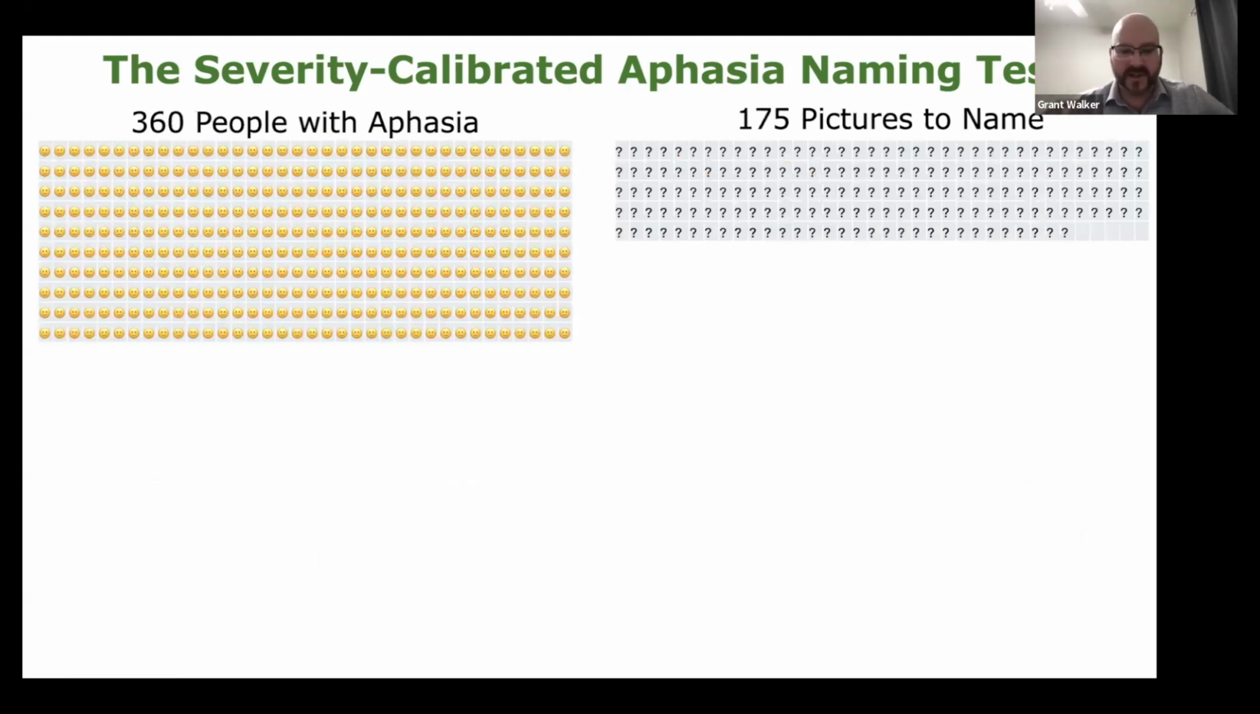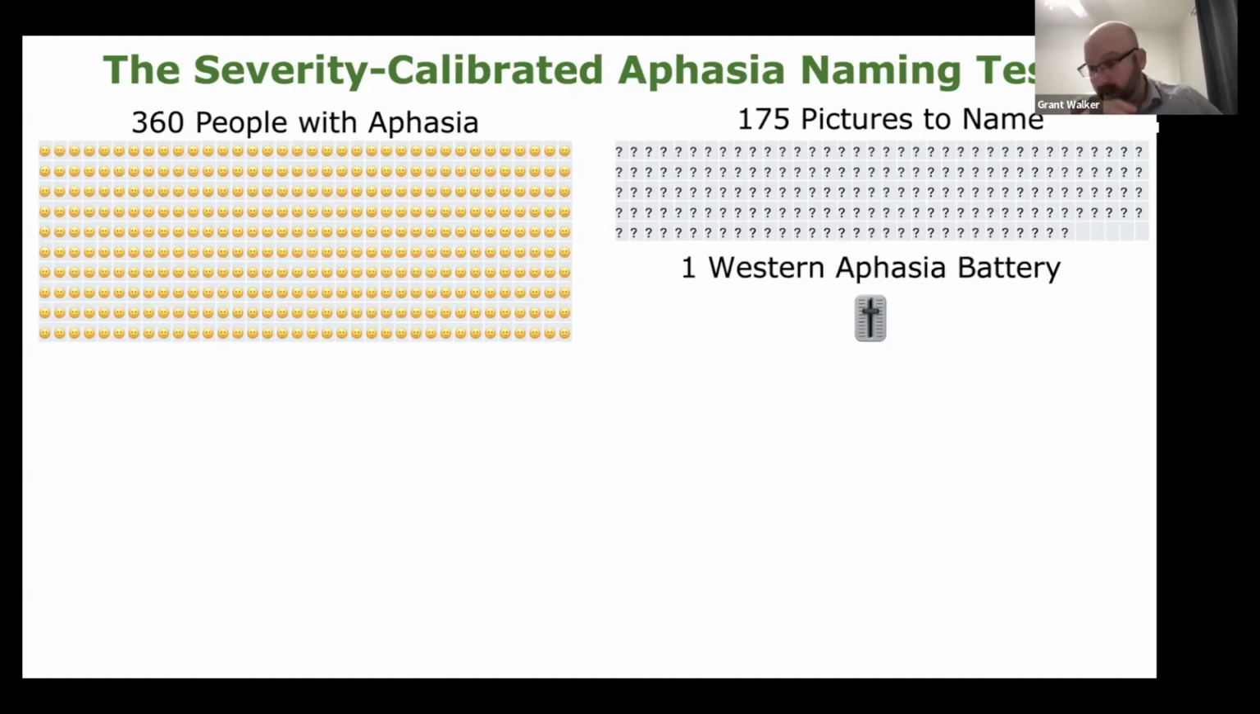The point of this was to develop a naming test that gives an approximation of aphasia severity with the fewest number of items possible. And this was not based on any sort of cognitive model. This was based on an observation that there is a strong correlation between naming accuracy and overall aphasia severity. And we wondered whether we could take advantage of that and maximize it.